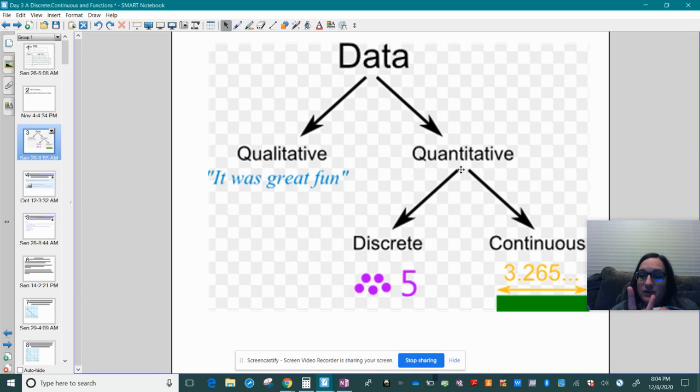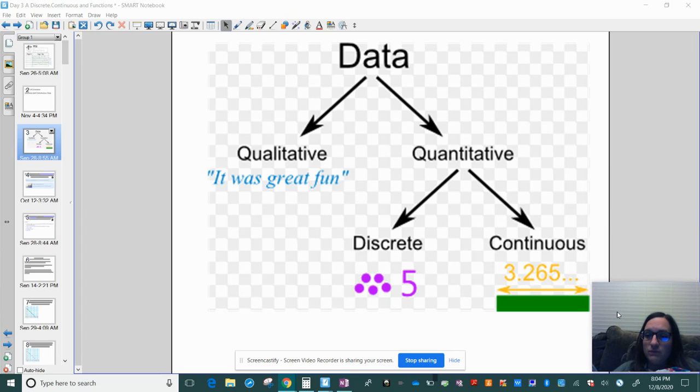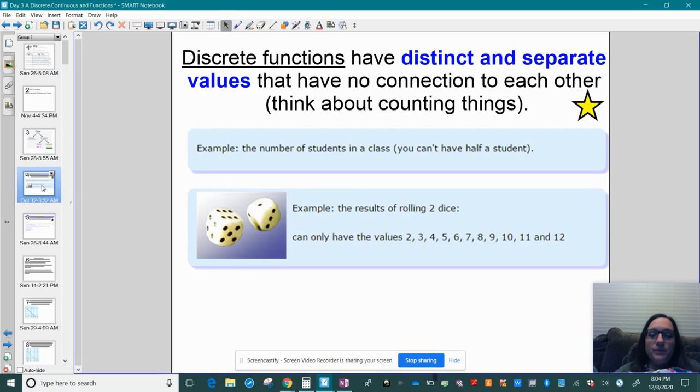And we have two different types of those, and we need to know the difference between the two. We have discrete data, which is like this here, we're counting. And then we have our continuous data right there, where it continues throughout the whole thing. So let's look at what that is. Discrete functions have distinct and separate values that have no connection to each other.